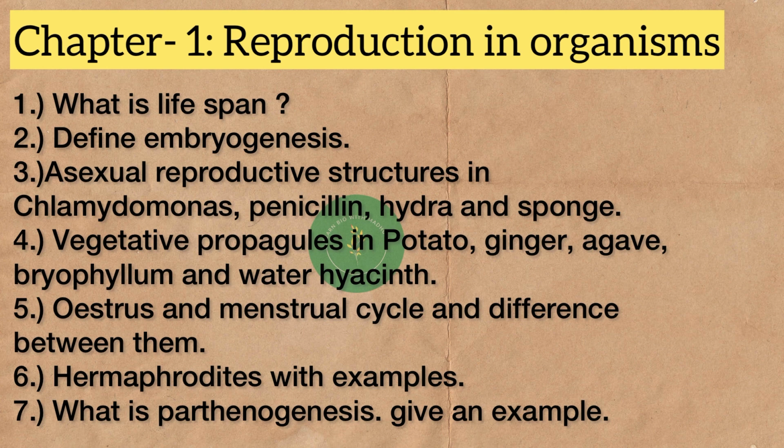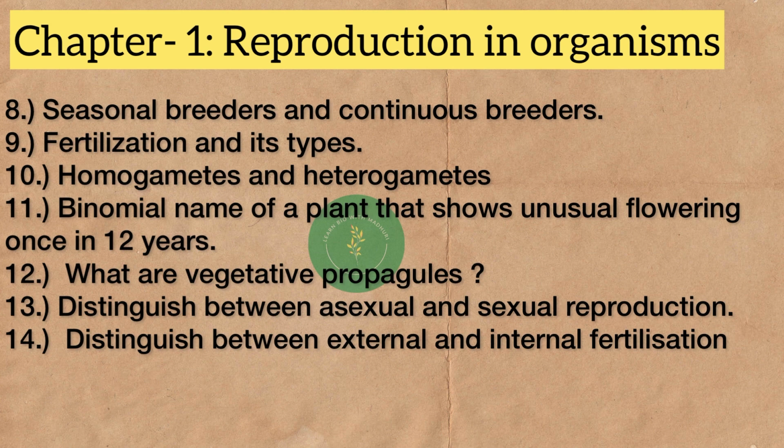Define hermaphrodites with examples. Parthenogenesis, give an example. All these questions are important. You also need to focus on seasonal breeders and continuous breeders difference. What is fertilization and its types? Difference between homogametes and heterogametes.